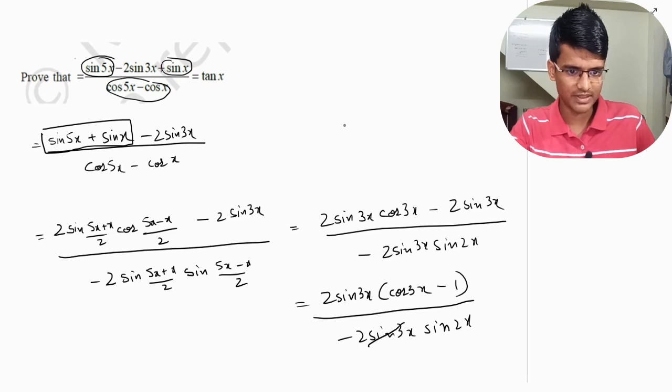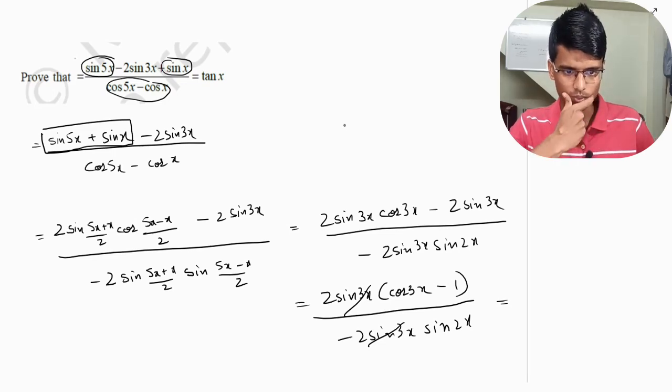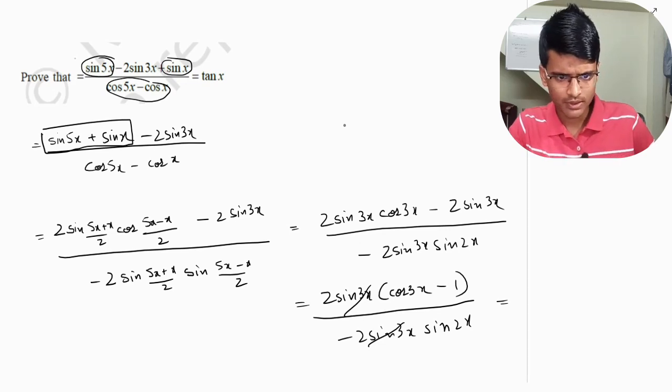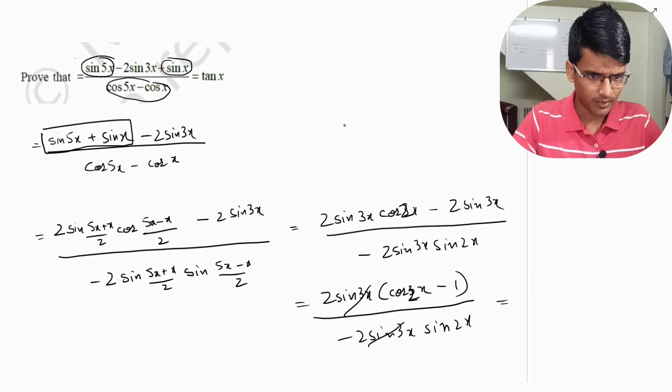I can cancel these. I can write cos 3x minus 1. No, I am doing something wrong here. This is actually cos 2x. This is cos 2x minus 1. Here there is an interesting thing. I'll just rewrite: this minus sign is there, so I'll use that minus sign. In the numerator I'll get 1 minus cos 2x, and in the denominator I'm left with sin 2x.